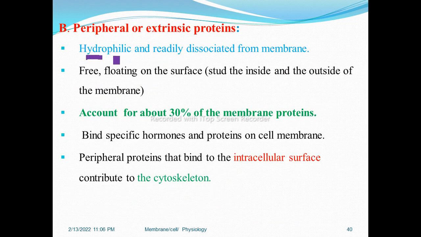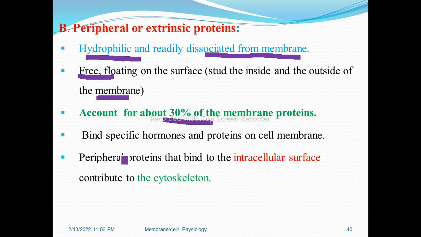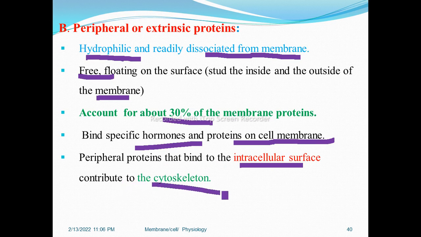Peripheral protein is hydrophilic and readily dissociated from the membrane, whereas integral protein is tightly associated with it. Peripheral proteins are free floating on the surface, either outside or inside the membrane. That means they do not extend fully into or cross the membrane. They account for 30% of membrane proteins and bind specific hormones and proteins on the cell membrane. Peripheral proteins that bind to the intracellular surface constitute the cytoskeleton.